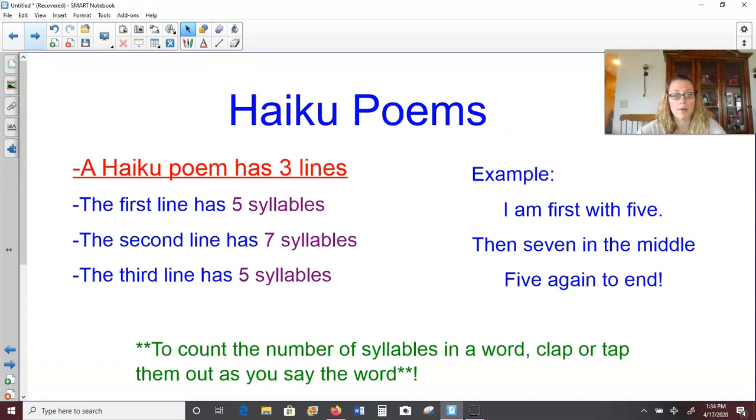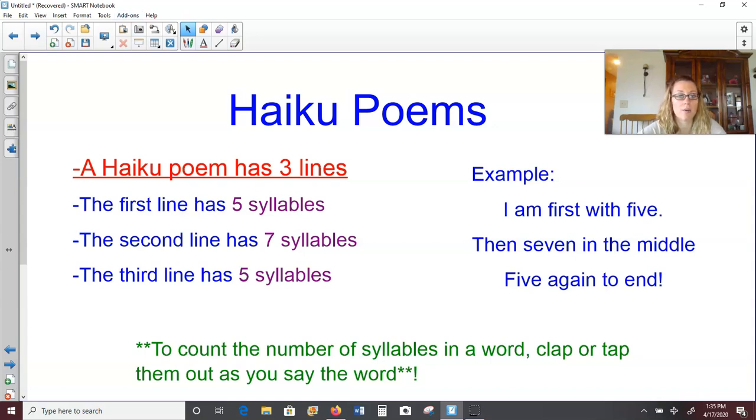Next up are haiku poems. Haiku poems are poems that have 3 lines to them. The first line has to have 5 syllables. The second line has 7 syllables. And then the third line goes back to 5 syllables. Now, these poems originated in Japan. They are a Japanese form of poetry.